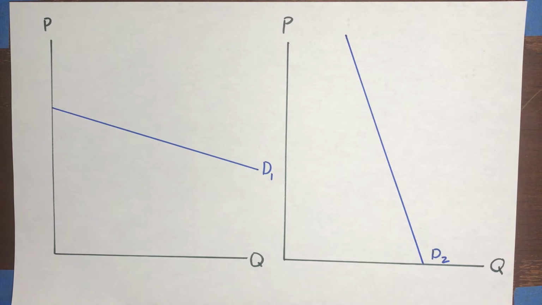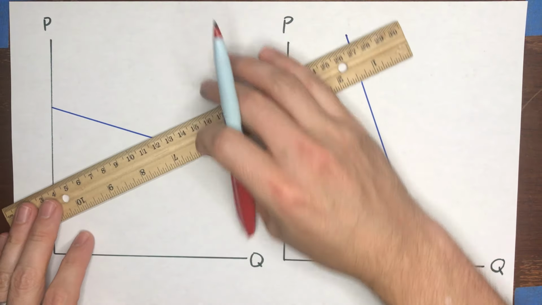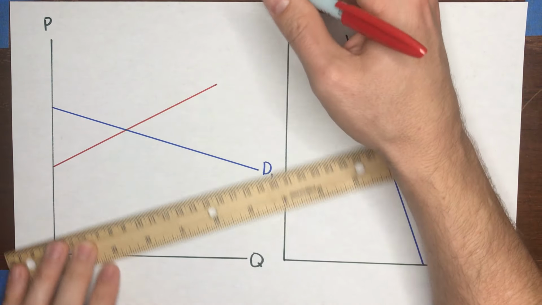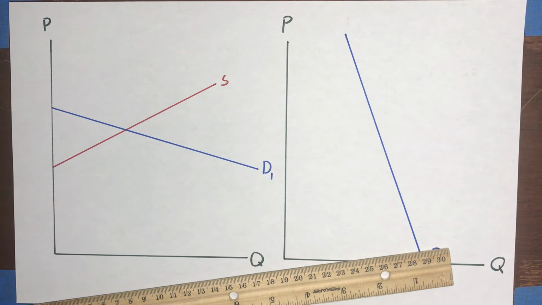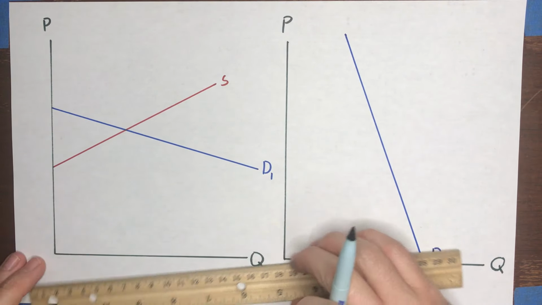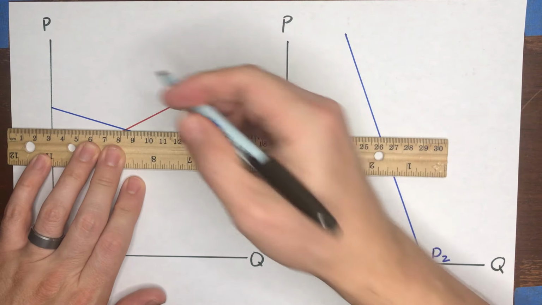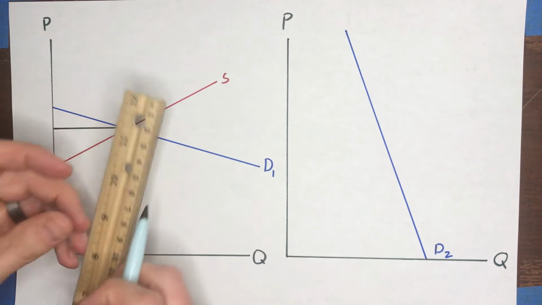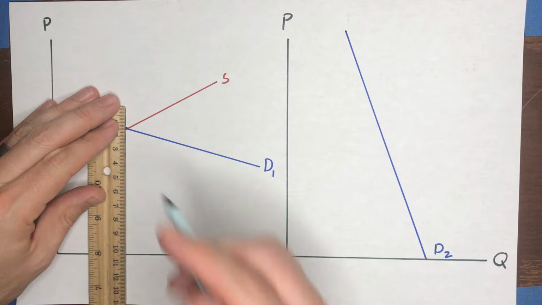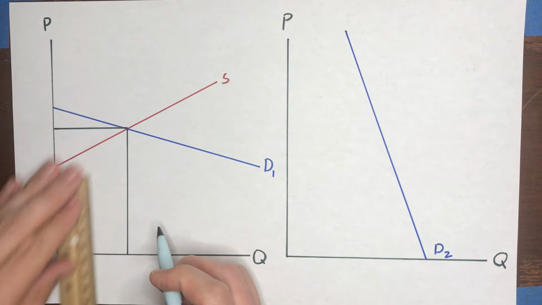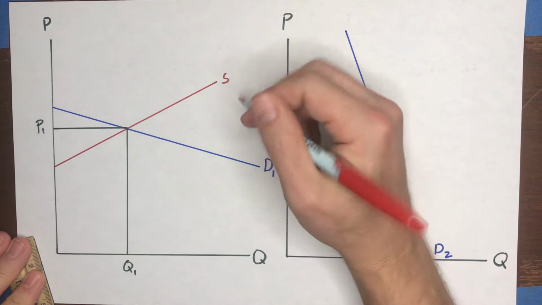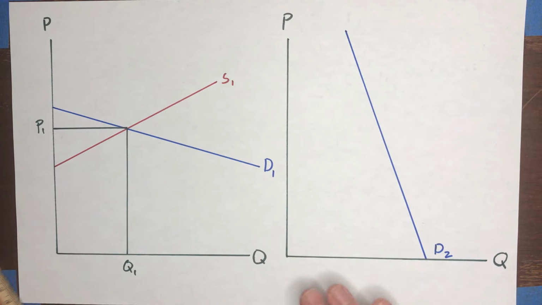So what does that look like? Well, say we've got a supply curve that initially looks like this. Then the initial equilibrium price and quantity will be right here. Price, quantity, and we'll call that P1 and Q1. And we'll call this supply curve S1. So that's at an initial point in time.